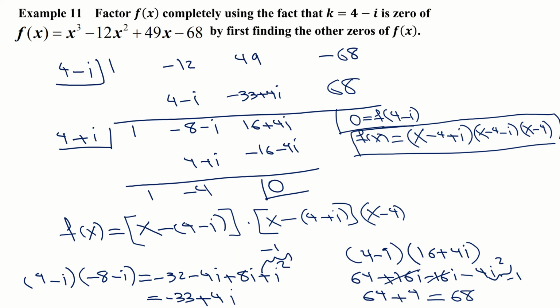And if they just want the zeros, what would you say? The zeros are 4 minus i, 4 plus i, and whatever you get when you set this equal to 0, right? And x minus 4 equals 0 gives you x equals 4. All right, so there are the zeros of the polynomial. Okay, so let's go ahead and move on.